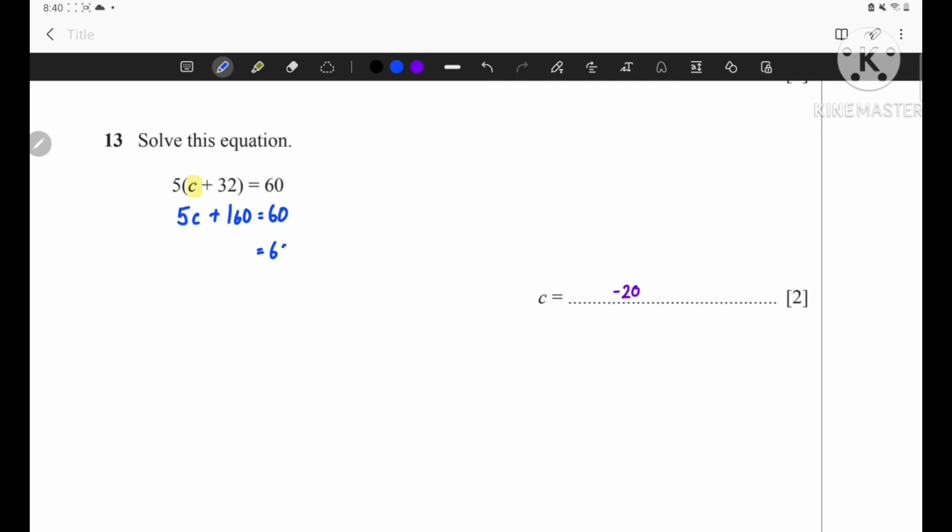We can move 160 over and it will become like this, and we can also move the 5 over to become like this. If you divide and minus, you will get the answer of -20.